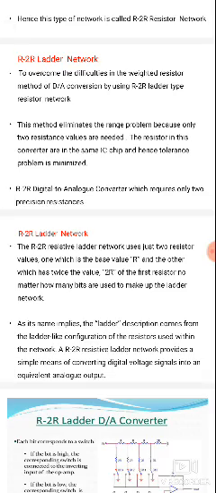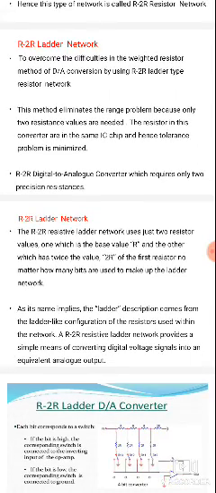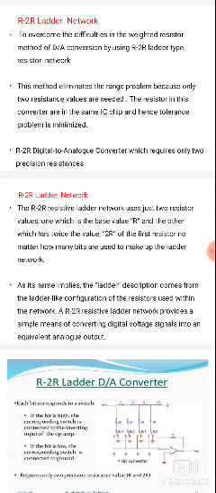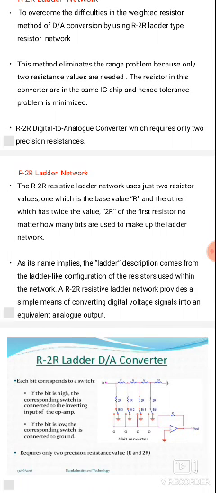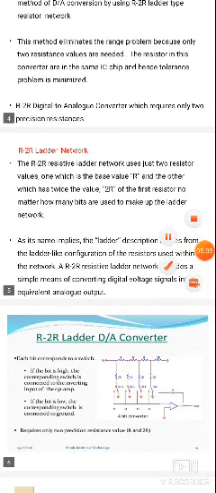The R-2R digital to analog converter requires only two precision resistances. The R-2R ladder network uses just two resistor values, one which is the base value R and the other one twice that value, which is 2R. So here we are using R and 2R. R is the base value and the other is twice the value, that is 2R.